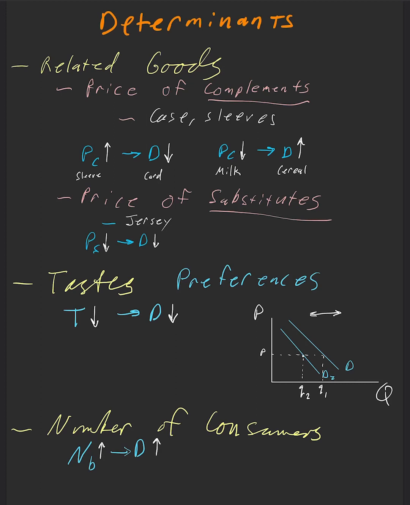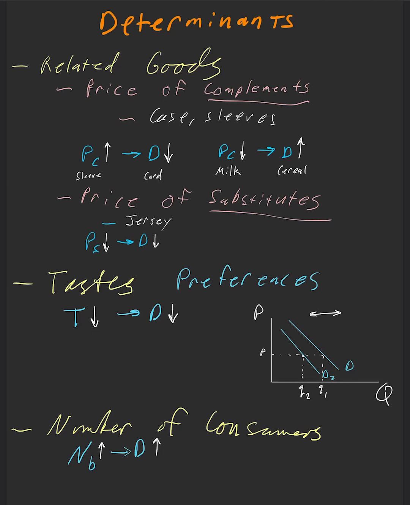Okay, next is what we call substitutes, right? So if we're buying sports memorabilia, a substitute for a card might be other types of memorabilia like a jersey. Well, if the price of jerseys goes down, I might buy fewer cards in order to buy more jerseys. What are some other substitutes? Pepsi and Coke would be a classic.